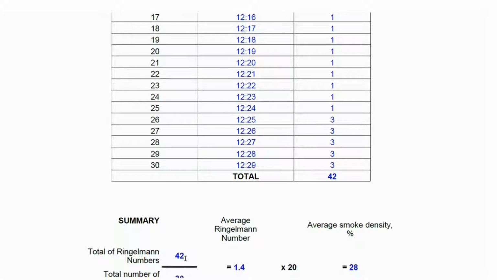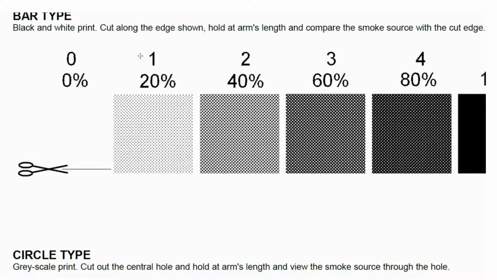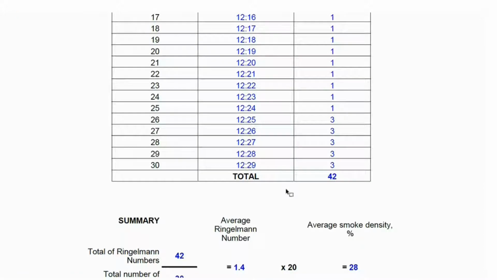I mean, Ringelmann chart menjangkau 1, sebagai menjangkau lebih daripada 1, 2 dan sebagainya. Then we compare, bagi dengan berapa kali kita ambil. Then kita dapat average Ringelmann chart ber 1.4. See, 1.4 is mostly about 20%. So 1.4 bersamaan dengan 20%, you akan dapat 28% is the average smoke density.